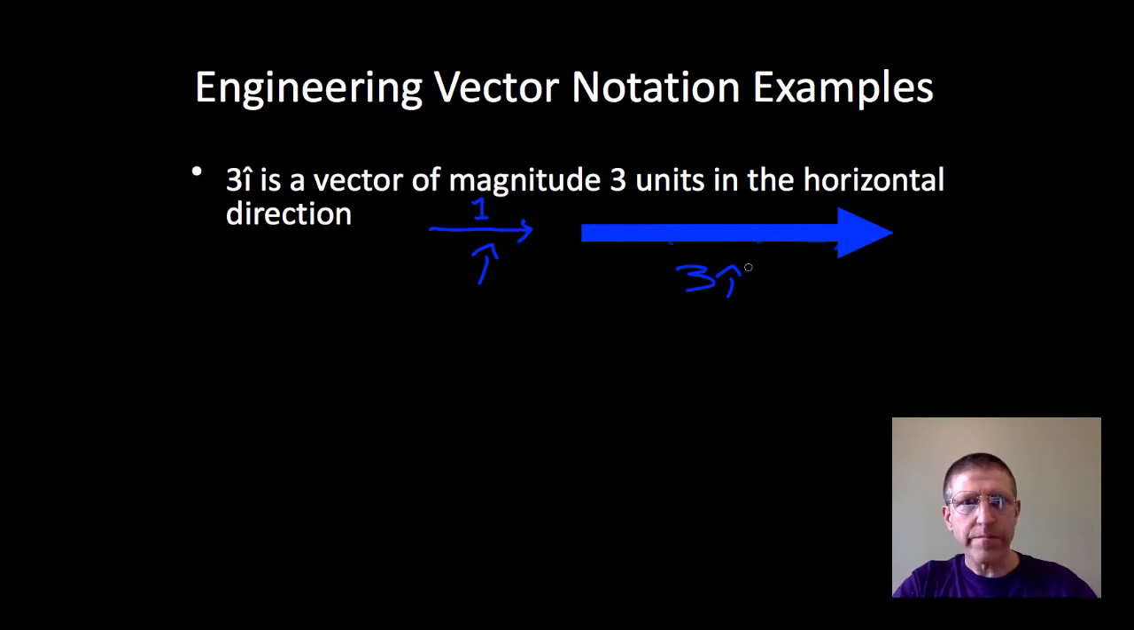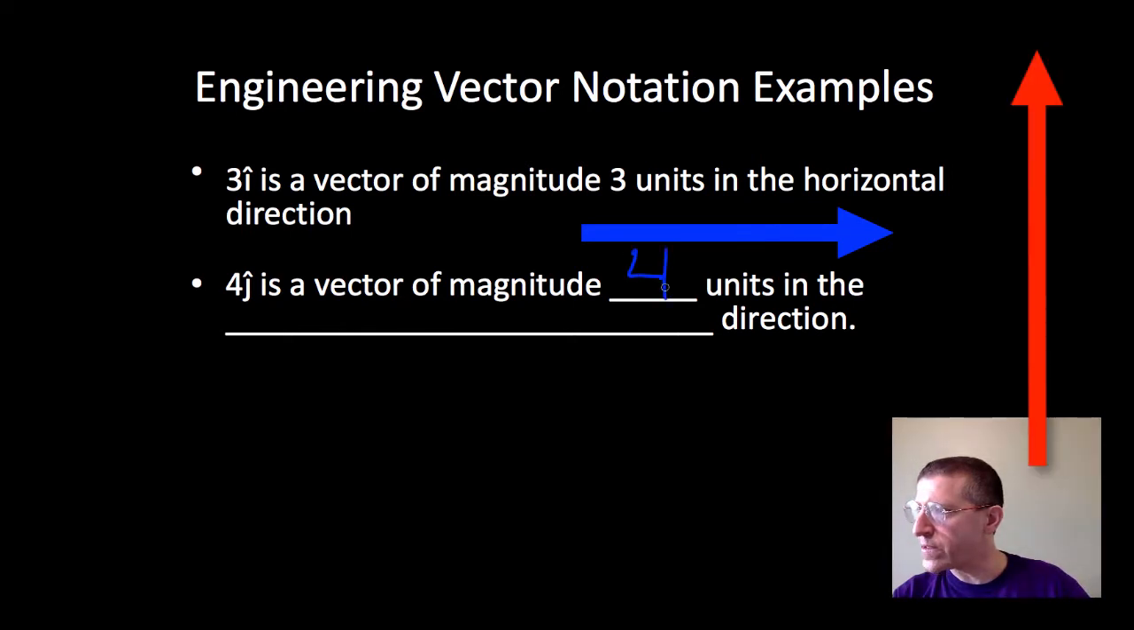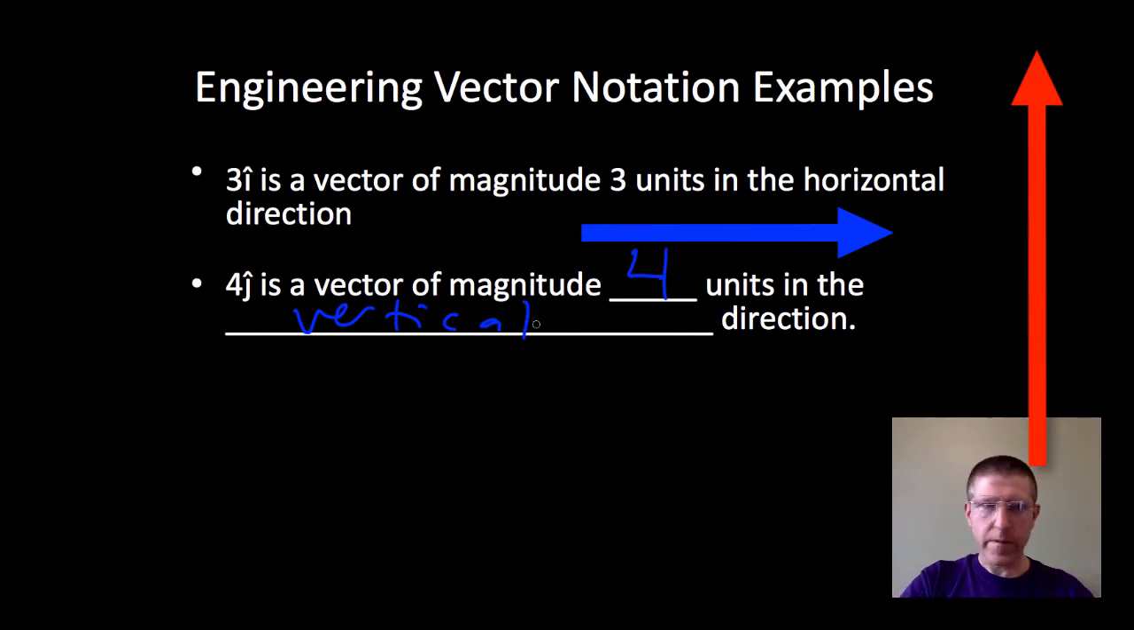Another example might be this. 4j. 4j is a vector of magnitude blank in the blank direction. What would you say there? 4j, vector of magnitude 4 units in the vertical direction. Makes perfect sense.